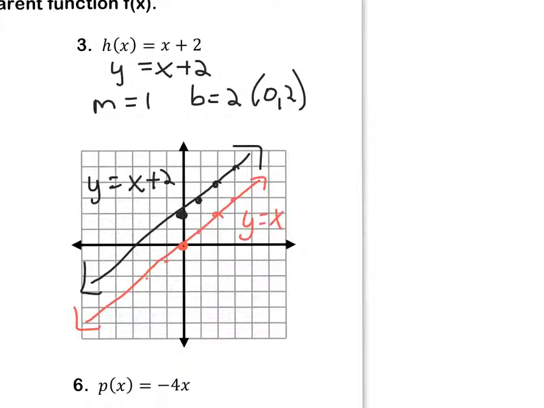And then I have to describe the difference. Again, same slope, so the only difference is that it is shifted up 2 places, and we know that because of the plus 2 right there. So we'll just write that down: shift up 2 units.